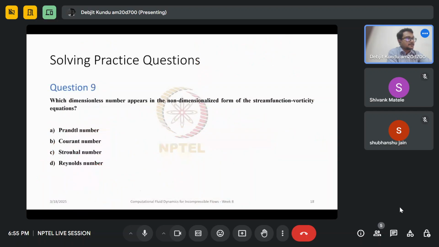All right. So we went till this far. Okay. Two more questions remaining. Question number 9 is asking us which dimensionless number appears in the non-dimensionalized form of the stream function vorticity equations. Is it option A, Prandtl number, PR, the Courant number, CO, Strouhal number, ST, or is it the Reynolds number, RE? So far, we looked at the dimensional form of the stream function vorticity equation. If we non-dimensionalize it, which dimensionless group shows up?